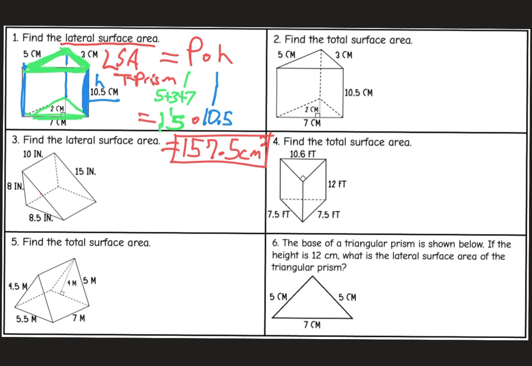But total surface area is a little bit of a different ball game. Okay, so make sure you're paying attention to that one. For total surface area, over here on number 2, it says find the total surface area, which means we have to find the TSA of a triangular prism, a T prism.